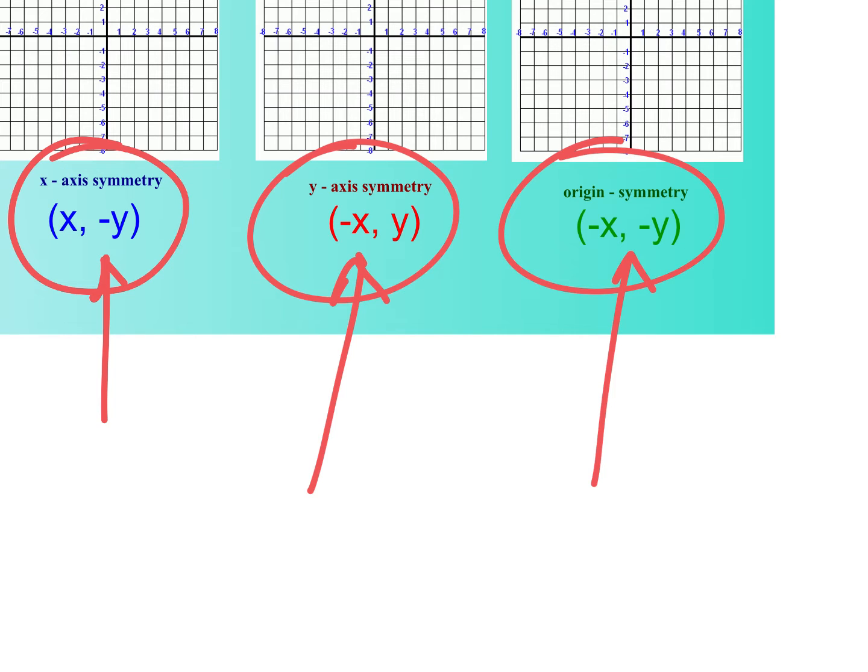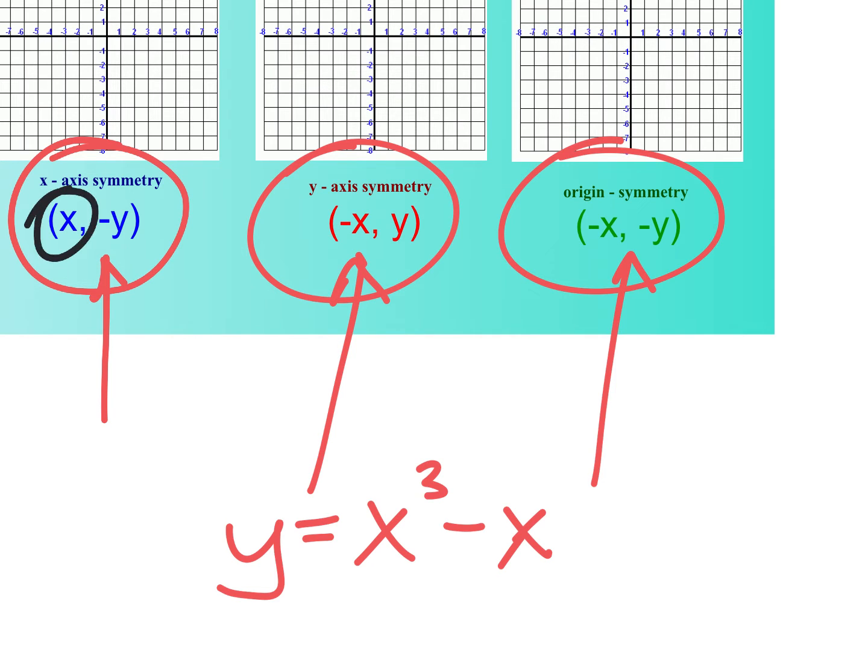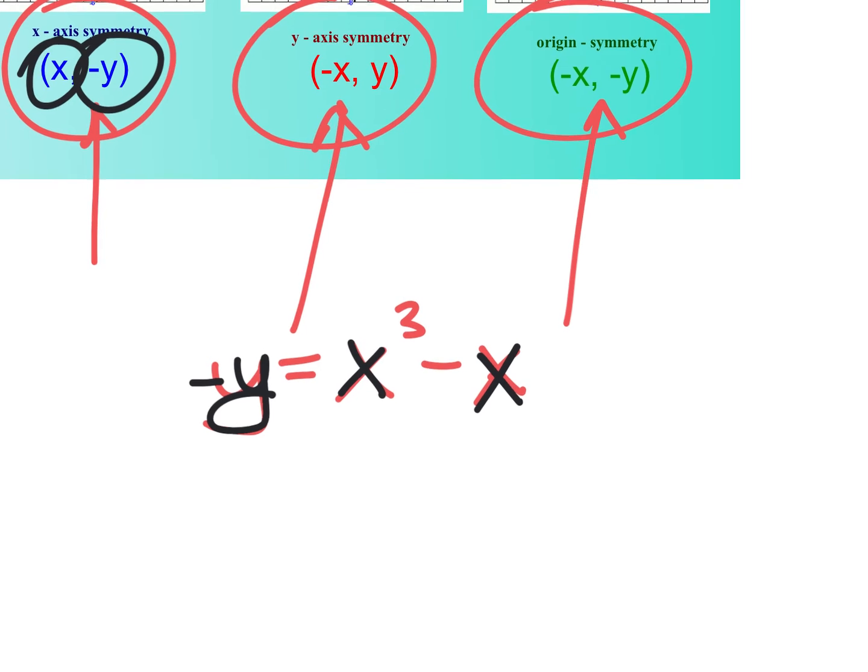So what are you talking about, sir? Well, I'm going to give you this. I can test and see if it has x-axis symmetry by sticking in regular x and opposite y. So here I put opposite y. Here I put in regular x, which is already there. And I ask myself, does this simplify down to the exact same thing as it was before?